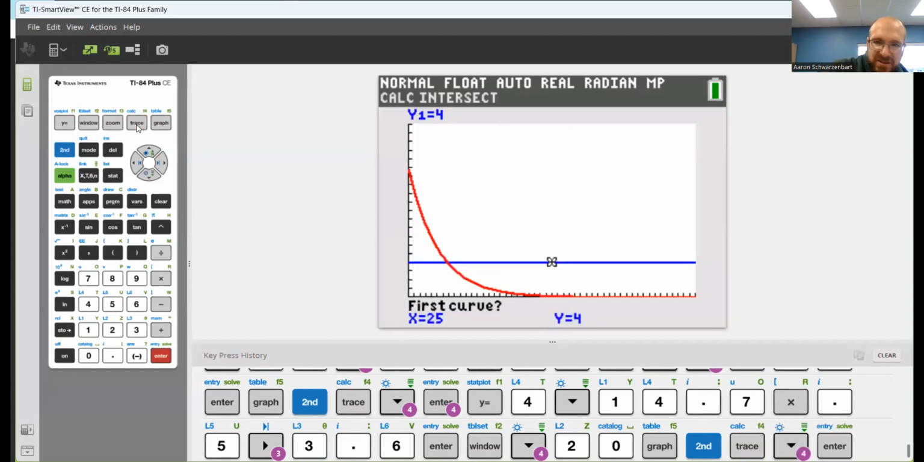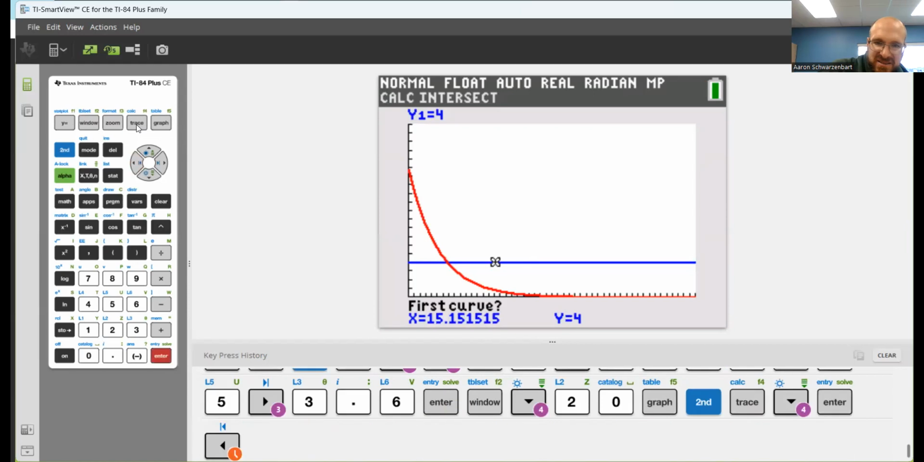Doesn't matter that much where the intersection is, as long as I can see it. Guess it doesn't matter if there's only one intersection.